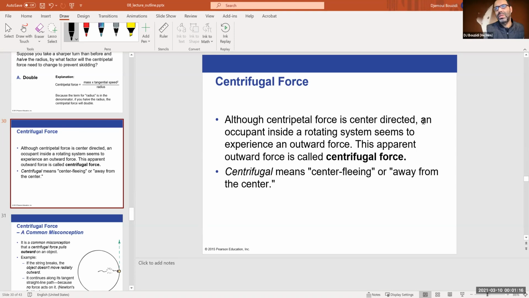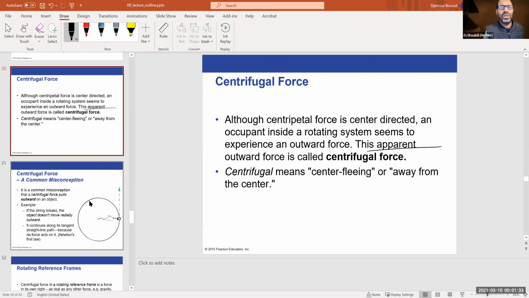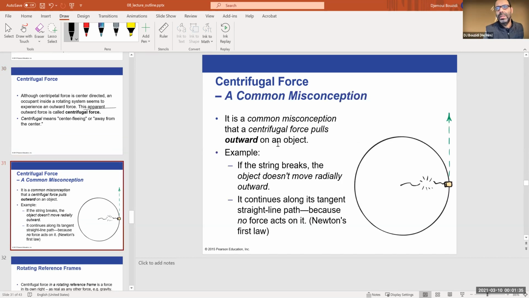Although centripetal force is directed toward the center, occupants inside the car seem to experience an outward force. This apparent outward force, and the key word in here that needs to be underlined is apparent, okay? Outward force is centrifugal force. Centrifugal means center fleeing, or away from the center. It's just the force of inertia, really no more, okay? It is a common misconception that a centrifugal force pulls an object outward. So there is no such thing, it's just the inertia.